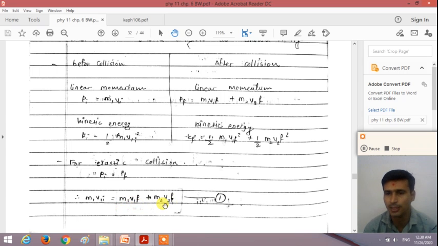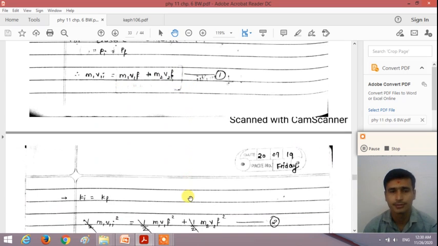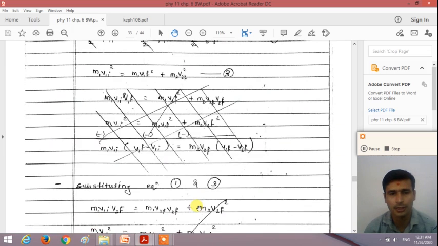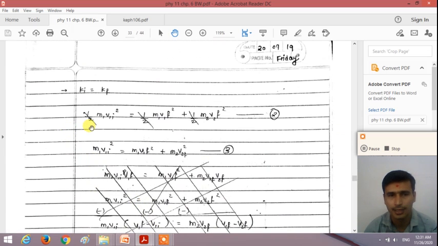That is the linear momentum after collision, and kinetic energy is also same. So in the elastic collision, kinetic energy before the collision Ki is equal to kinetic energy after the collision. So if you put the values, 1/2 m1 v1i squared is equal to 1/2 m1 v1f squared plus 1/2 m2 v2f squared. So we cancel the 1/2 in all the terms. So we get m1 v1i squared is equal to m1 v1f squared plus m2 v2f squared, equation number 3.